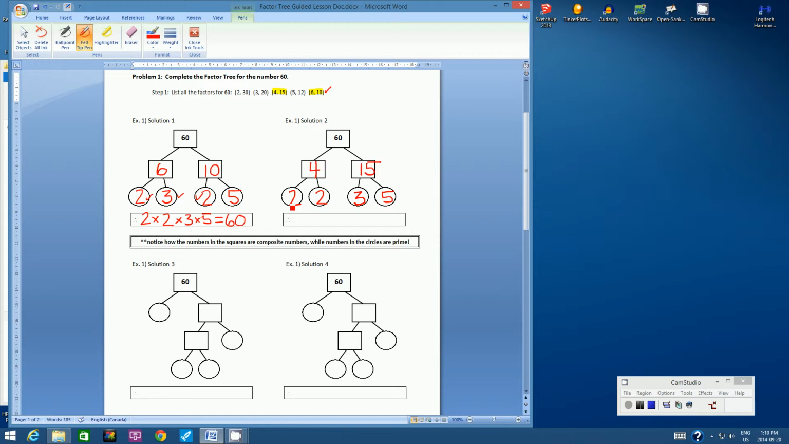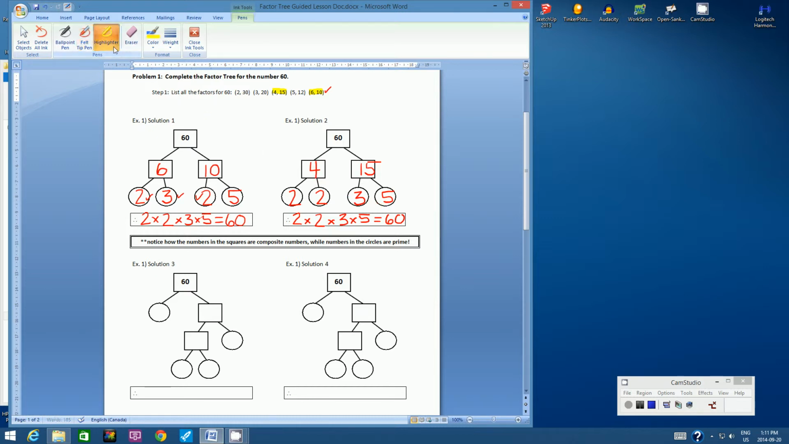So our therefore statement: let's rewrite all of our prime numbers at the bottom of our tree. We have to write them in ascending order. 2 times 2 times 3 times 5 equals 60. It just so happens that in this solution all of the prime numbers were already in ascending order.